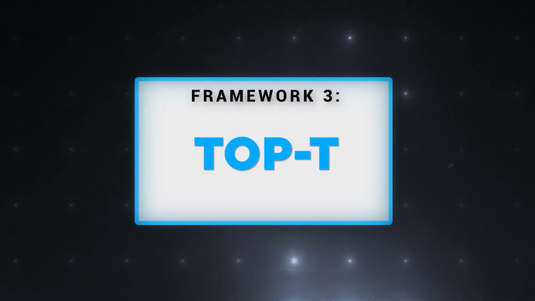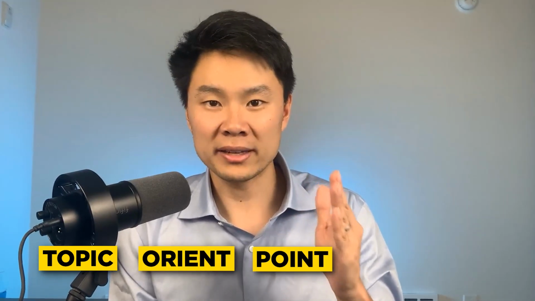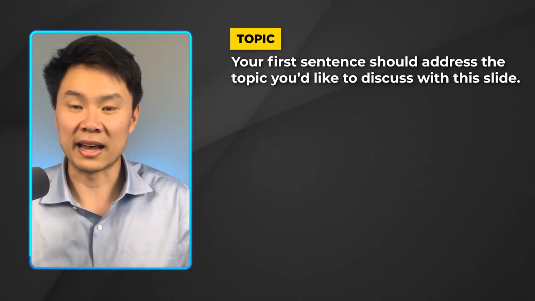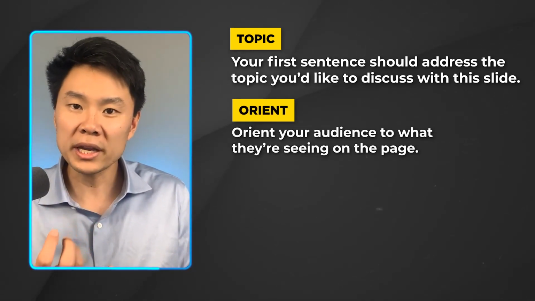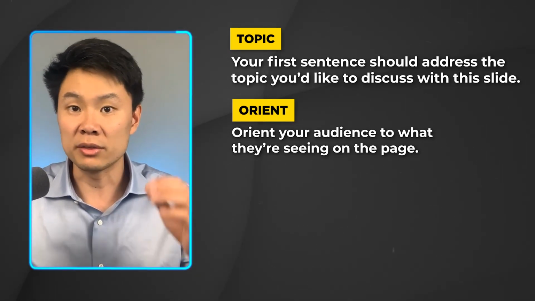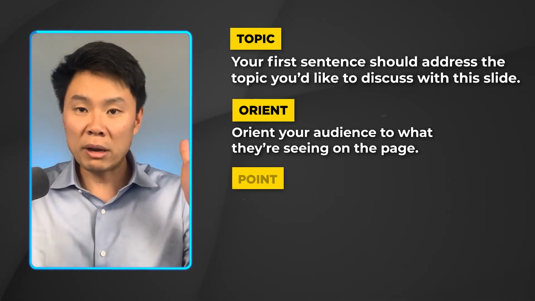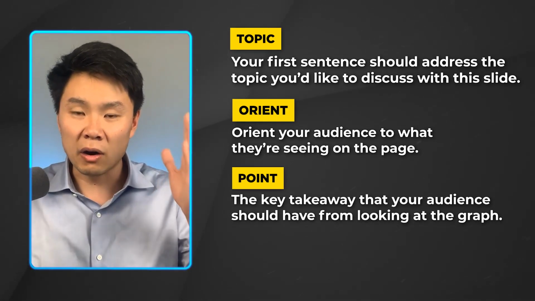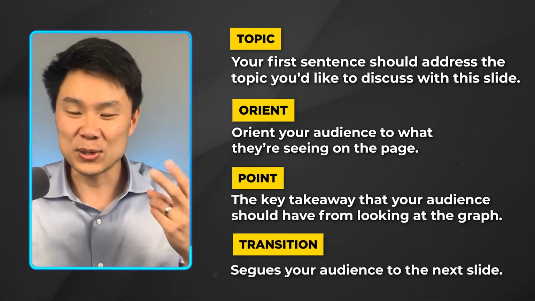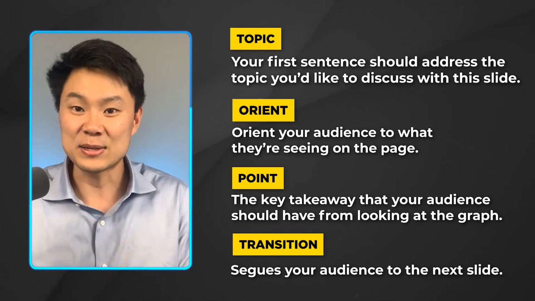And the third and final framework is TOP-T, or topic, orient, point, transition. This framework is perfect when you're presenting a slide filled with data. Your first sentence should address the topic you like to discuss with this slide. Your next few sentences should orient your audience to what they're seeing on the page. It could be walking through what's on the X or the Y axis. Point represents the key takeaway that your audience should have from looking at the graph. And transition is a sentence or two that easily segues your audience to the next slide.